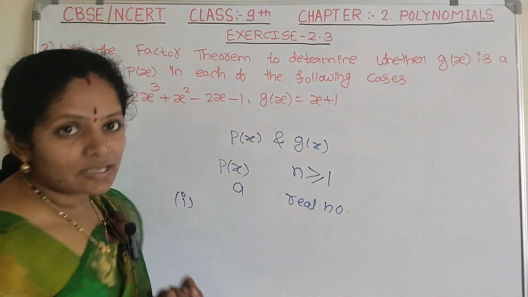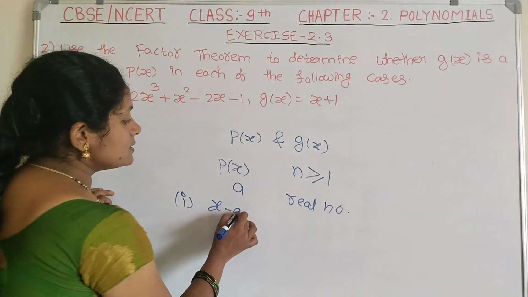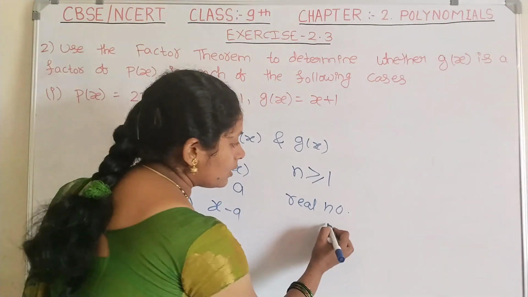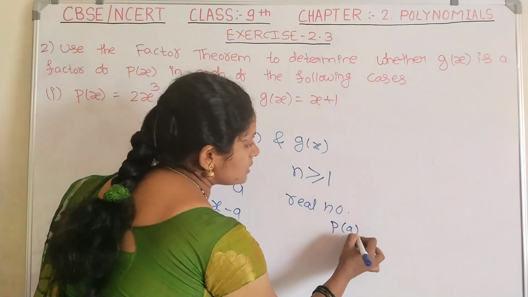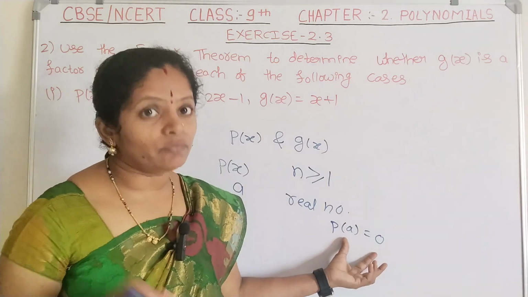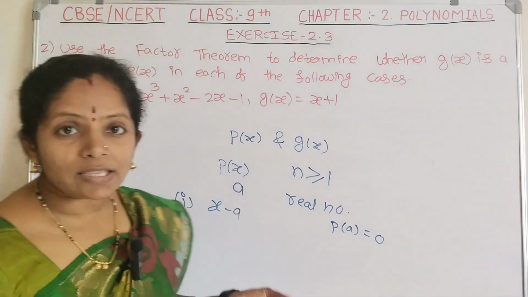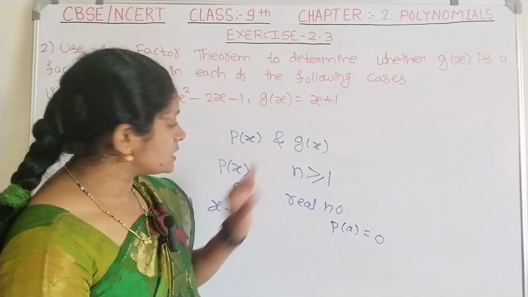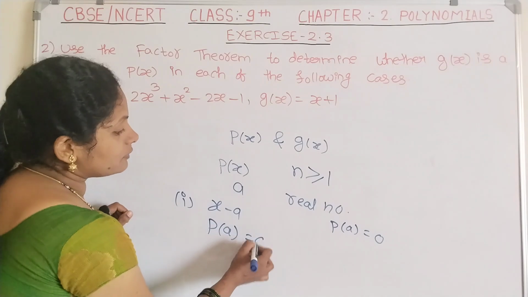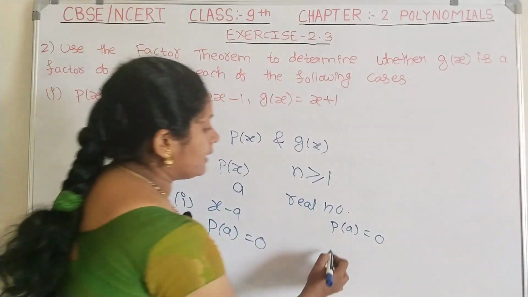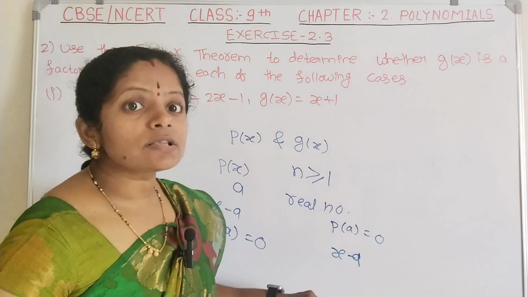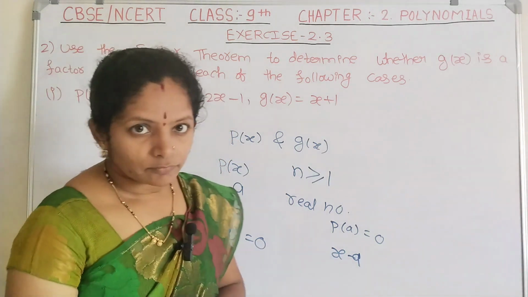The first case is given as: x minus a is a factor of p of x when p of a is equal to 0. Whenever p of a becomes 0, we can say that x minus a is a factor of this p of x. And the second case, if p of a is equal to 0, then x minus a is the factor of this p of x, right?